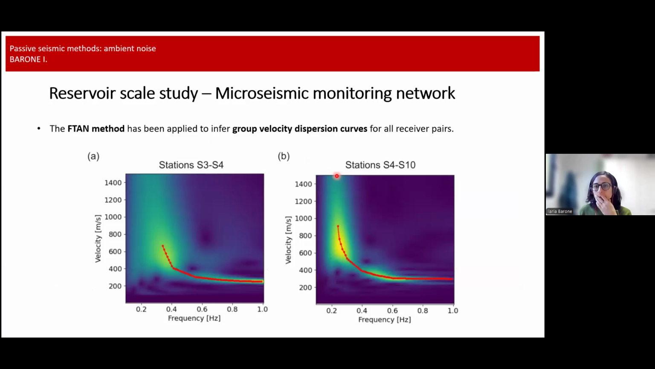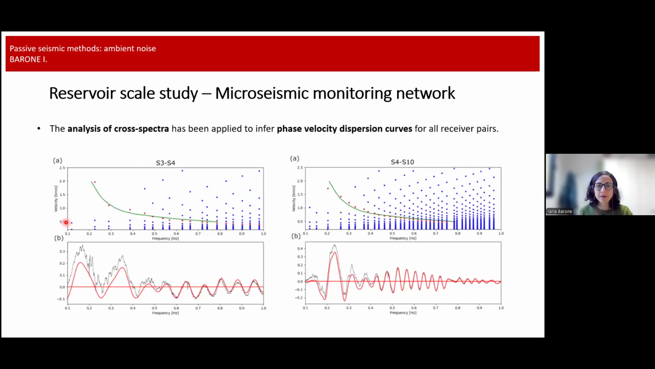Okay, so starting from those cross correlations, we have extracted, in this case, both group velocities and phase velocities. For the group velocities, we've used the FTAN method, frequency time analysis, and here you have two velocity-frequency spectra for two example pairs. And then we have also extracted the phase velocity dispersion curves for the same pairs. Here you have the graphs. So these are the cross spectra, and these are the corresponding picked velocities, the red dots.